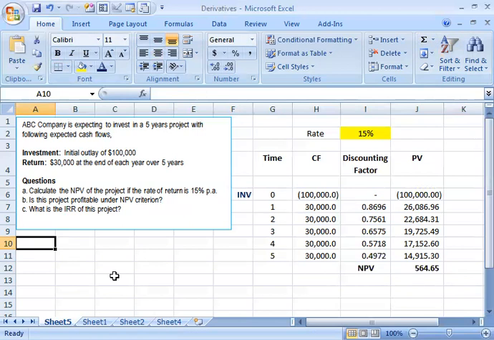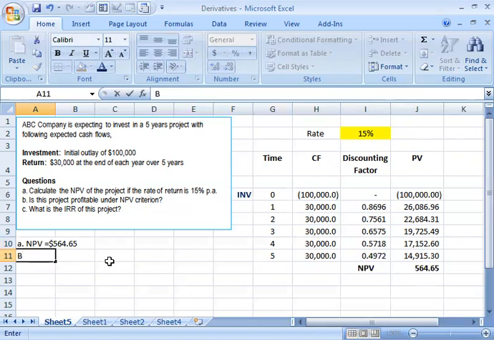So for part A, what is the NPV? For part A, NPV equals $564.65. So that is the answer for part A. So what about part B? Is this project profitable under NPV criteria?